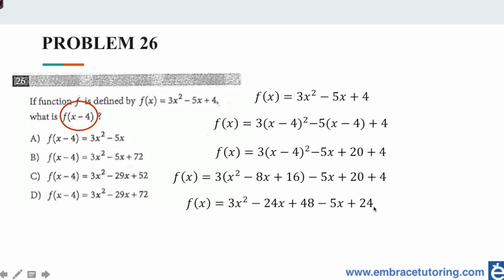I'm going to begin to combine my like terms. And when I combine my like terms, I end up getting 3x squared minus 29x plus 72. And I think now, looking back at my answer choices and using them as a guide, yes, D is going to be my best answer choice for problem 26 that matches what I was able to derive and simplify.